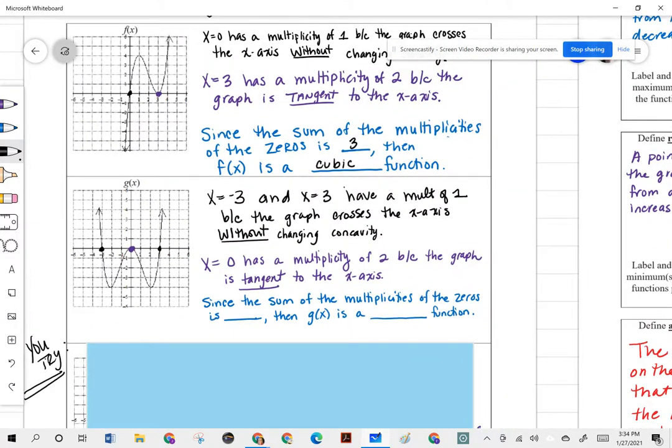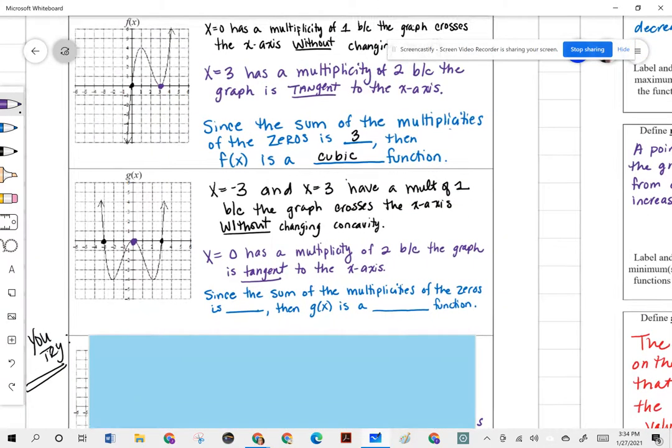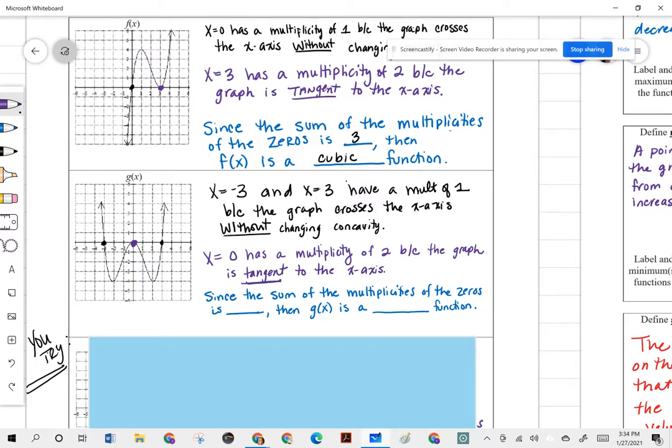And then we've got our purple. You can see that there is a multiplicity of 2. It's tangent to the x-axis; you can see that it bounces back. All right, so since the sum of the multiplicities of the zeros is, again, let's count, 1, 2, 3, 4, then g of x is a quartic function. So this is a fourth degree, and it's quartic.